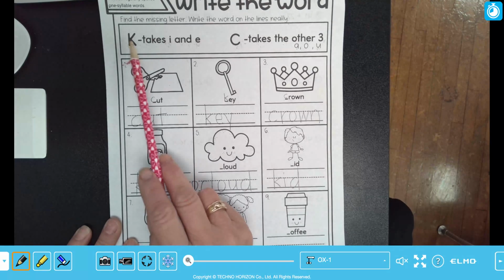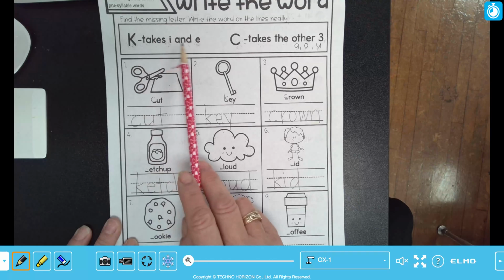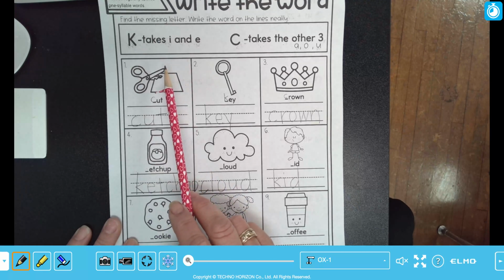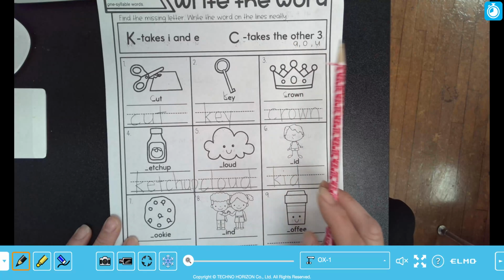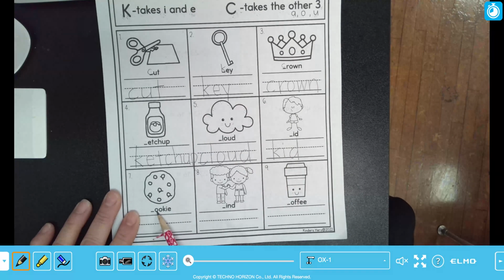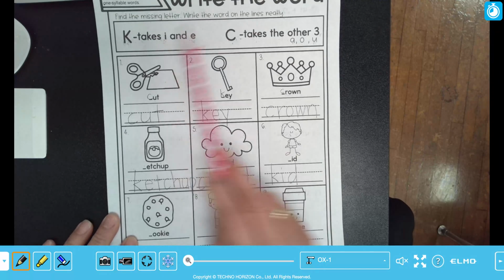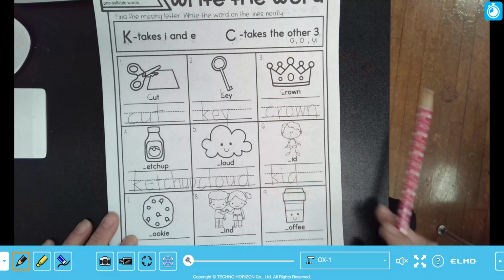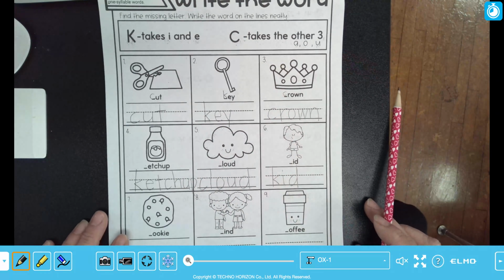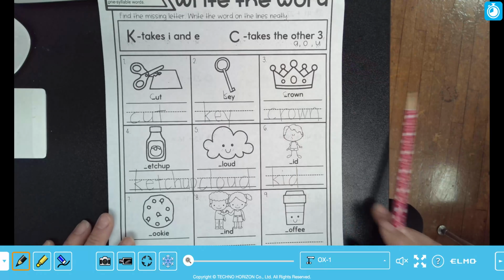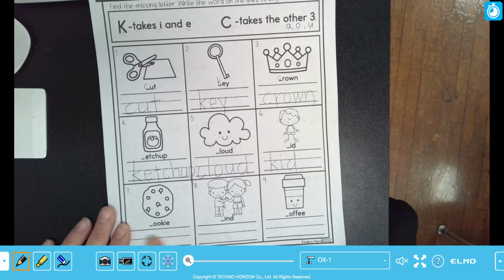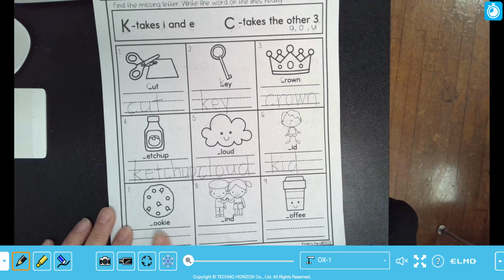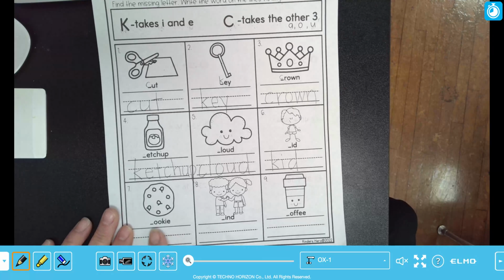Okay, let's look at the poem. Repeat after me. K takes I and E. C takes the other three. Okay, so this one has an O right after the K, an O. So should it begin with a K or should it begin with a C? Yeah, it should begin with a C, right? There should be a C here. And you should write cookie right there with a C. So can you do that? Can you write the word cookie right here and make sure it starts with a C?